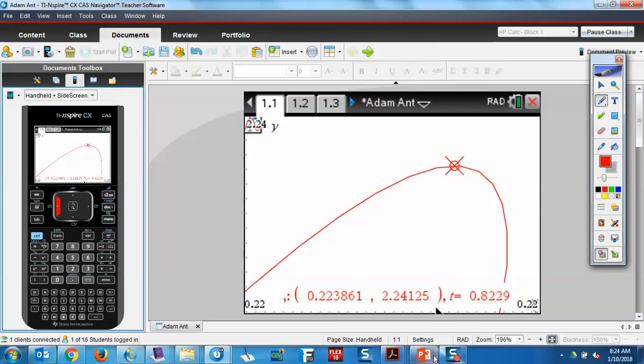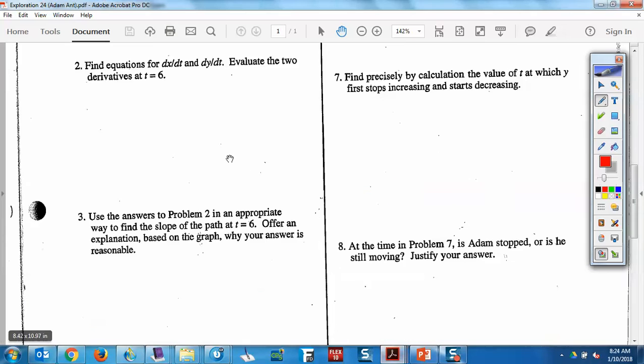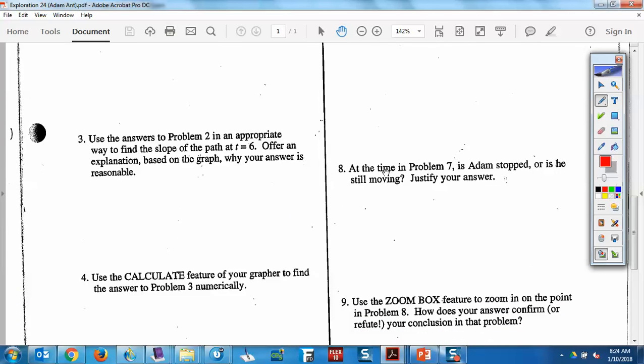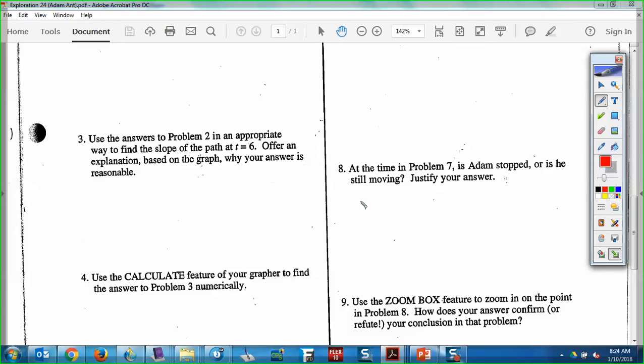So then the next question is, is he stopped or is he still moving? Now, we just showed graphically, but we need to prove it. How could you prove that at that point he's still moving? So in other words, I think the best option is to plug your 0.8229 into x prime.